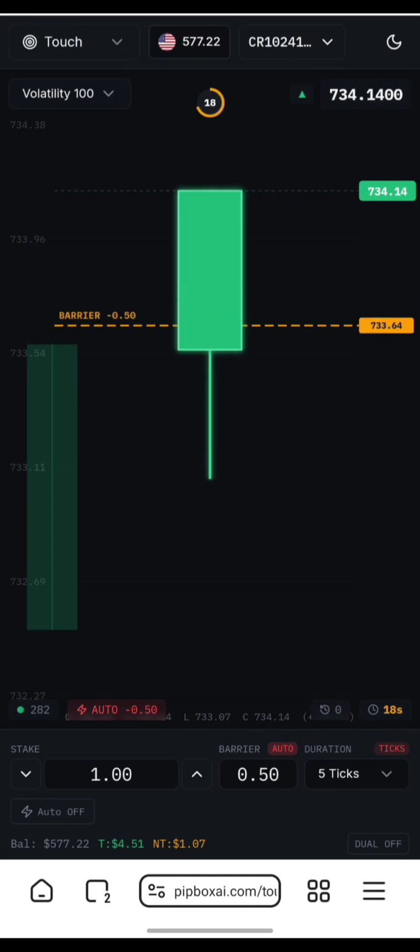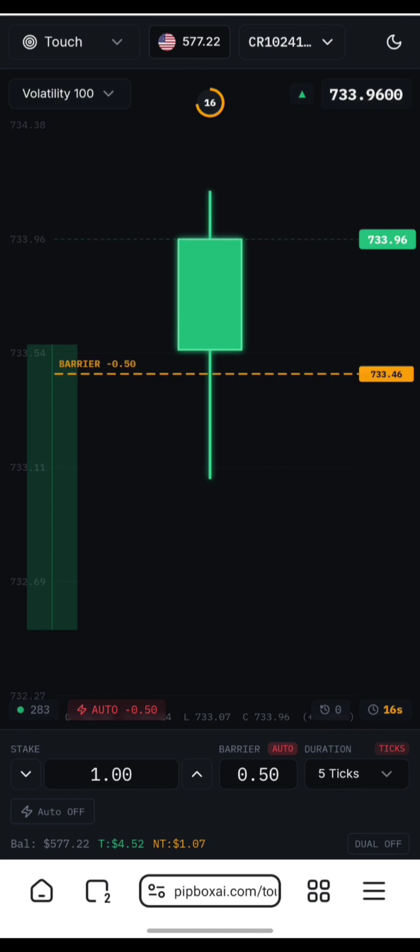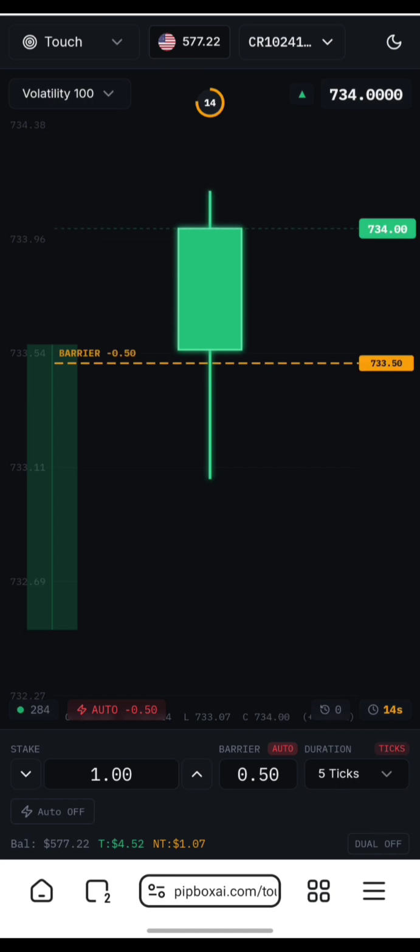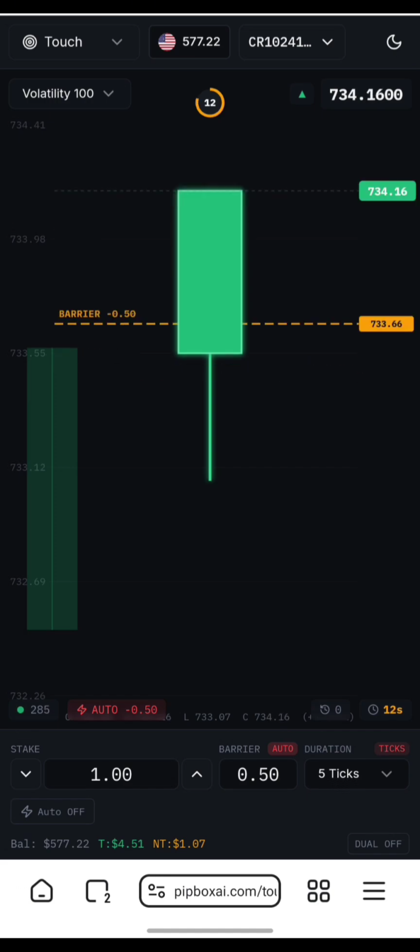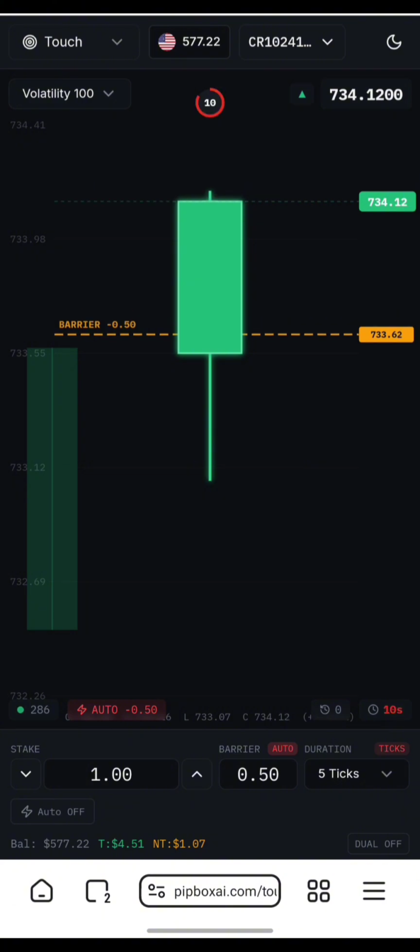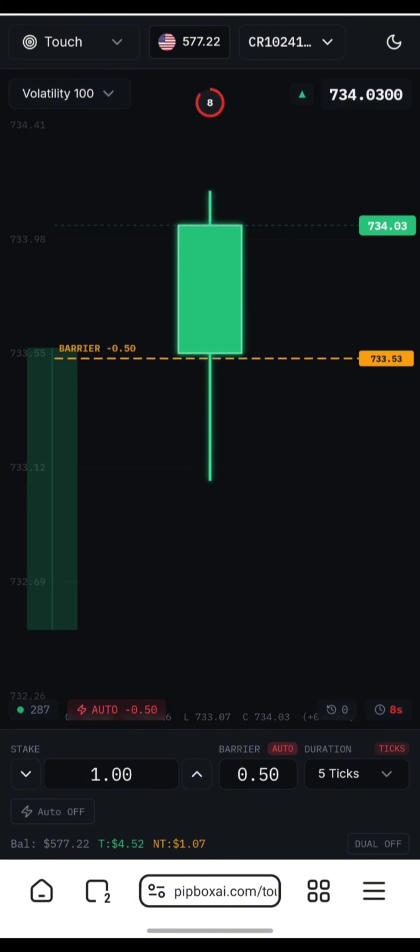Today I want to show you a strategy that you can use to trade touch and no touch. The strategy that I'm going to show you guys is very simple. All you have to do is connect Pipbox to a Deriv account.